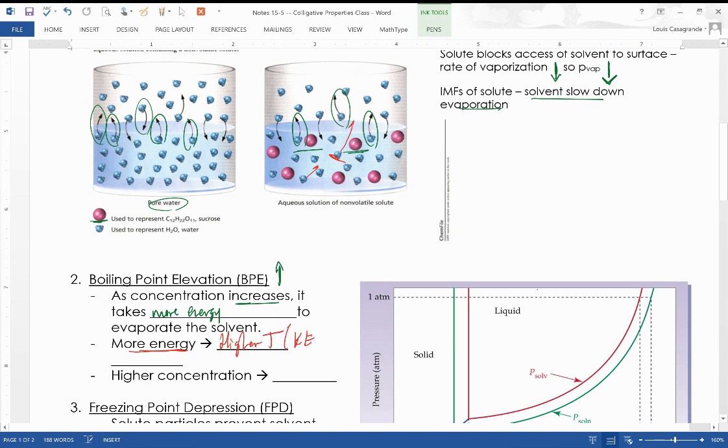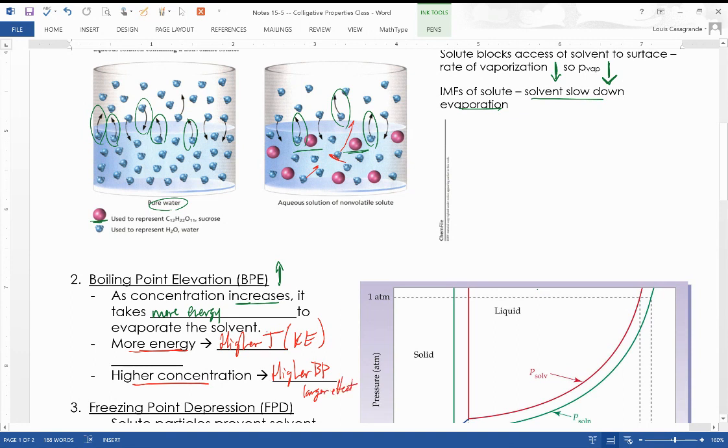Higher kinetic energy. Okay, so a higher temperature, like I said, higher kinetic energy, and the higher the concentration, the higher the boiling point. And that's the larger effect. Let me put that down here. Higher boiling point is the larger effect.